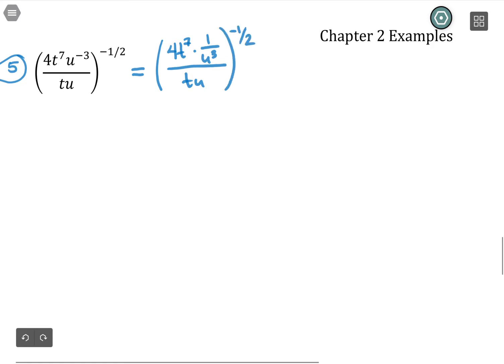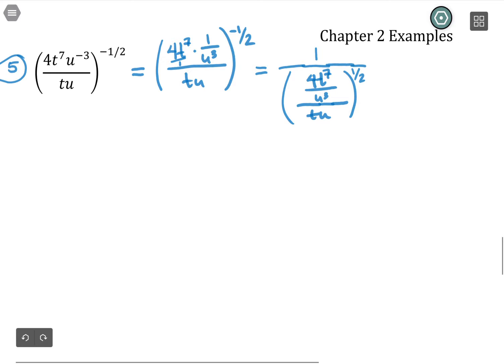And then I'm going to deal with that negative 1/2 power as well and say, okay, well, I can rewrite that as 1 over all of that to the positive 1/2. And I'm going to clean up the inside of the parentheses a little. When I multiply 4t to the 7 times 1 over u cubed, I get 4t to the 7 over u cubed, and that's all still divided by tu.